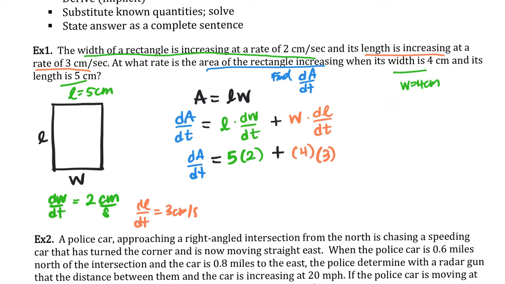Okay, now that I've substituted everything in, I'm going to evaluate dA/dt. So that's 10 plus 12, so that's 22. Okay, let me think about the units because this is a word problem. Okay, so dA/dt, this is 22. That's the area over time. The area is going to be centimeters squared per time. In this case, the time is the seconds.